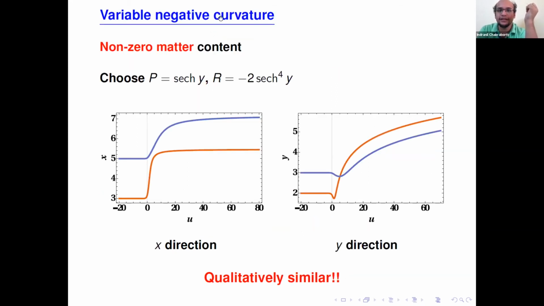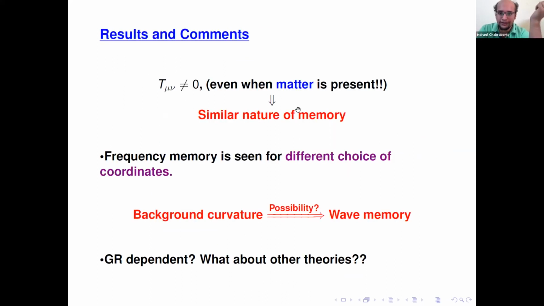So if you go to a variable negative curvature scenario, when there is non-zero matter content, how do you get there? You choose p to be sech y. The Ricci scalar now becomes negative always, but it is variable. Here also you see there is a permanent separation after the passage of the pulse. Initially it is something, finally it is changed, and also for y. So it is qualitatively similar to the constant negative curvature scenario. Even when matter is present, that is t minimum not equal to zero, we find a similar nature of memory.